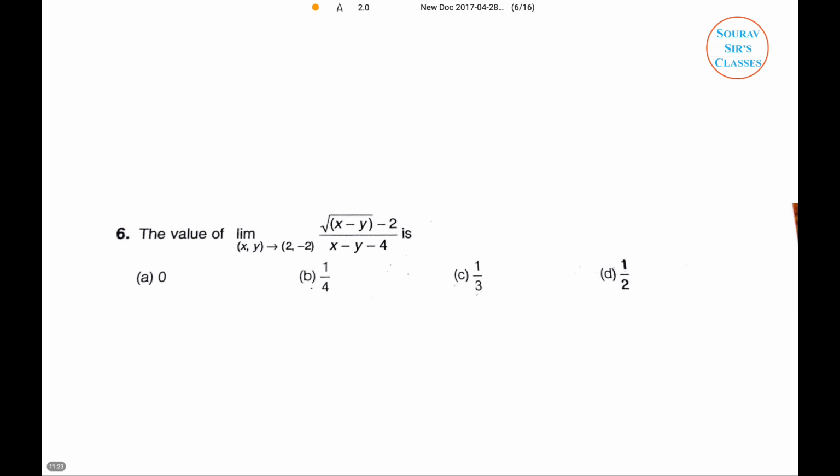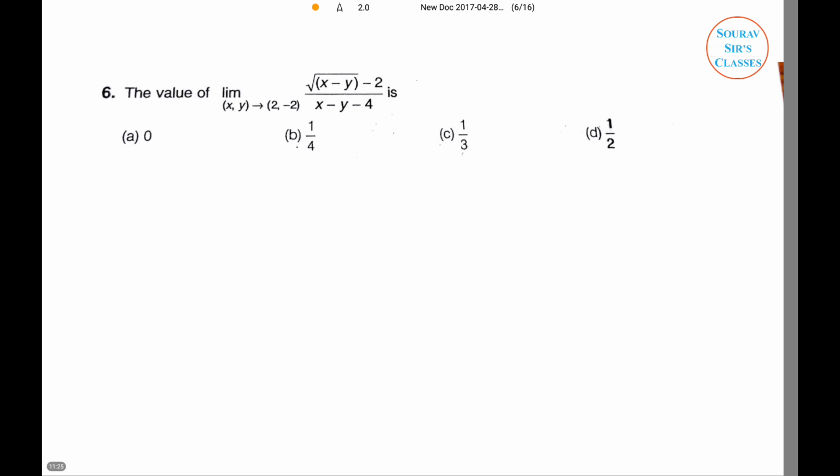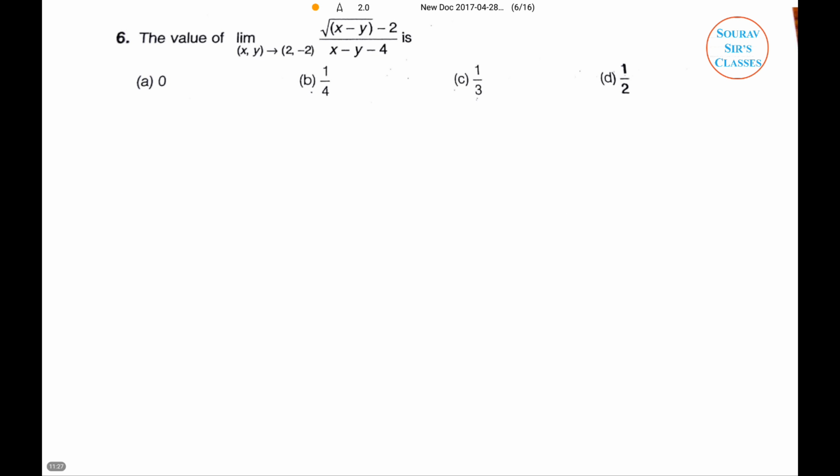The question is, they have given a simple limit and we need to solve it, but it's a two-variable one, x and y tending to 2 and minus 2. Okay, in my explanatory videos you will get all the solutions. So here I am just solving it, x and y tending to 2 and minus 2. So this is root over x minus y minus 2, over x minus y minus 4. So here limit x tends to y. I'm just not writing all this stuff. So x minus y minus 4.